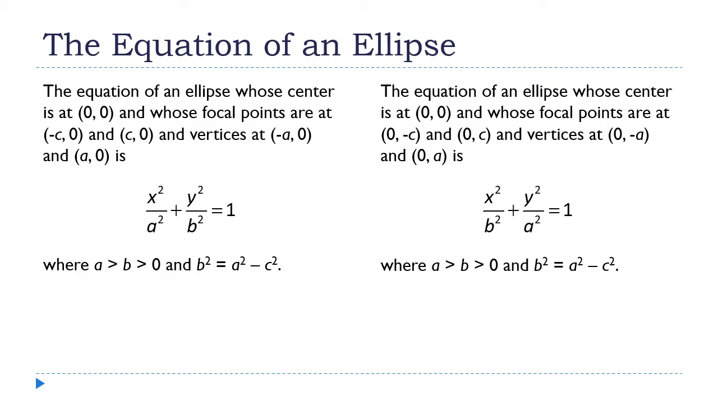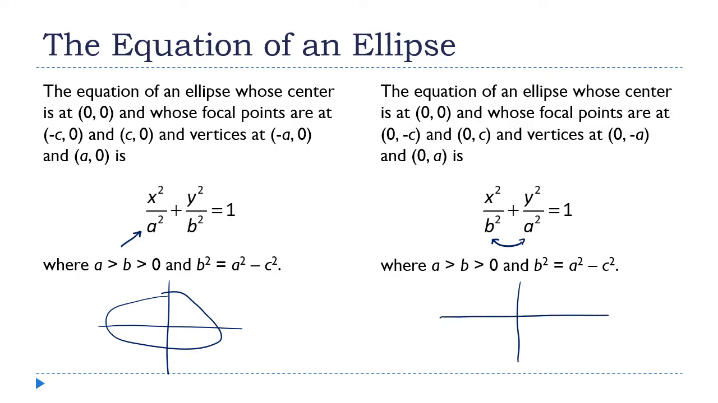It's x squared over a squared plus y squared over b squared, or the other way around. And the rule here is that a is always bigger than b. The difference is that when the big number is under the x squared, you get an ellipse that looks like this, and when the big number is under the y squared, you get an ellipse that looks like this.